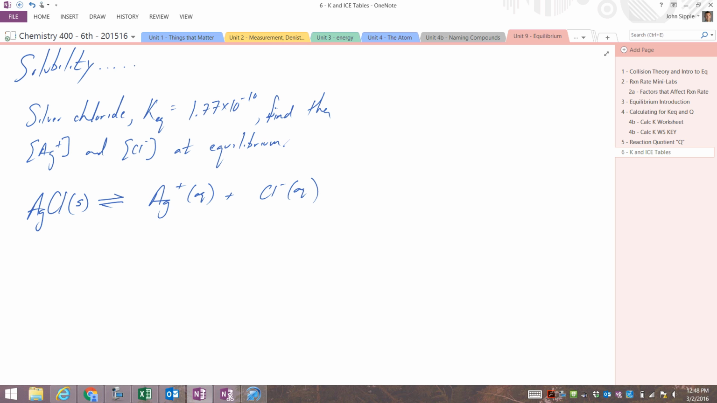So if we were to write our K_eq or K_sp, call it whatever, what would be the equilibrium expression for this? What would be the K expression for this? Yeah, just the concentration of Ag plus times the concentration of Cl minus, right? Chloride ions. That's it. Right? Why are we not worrying about silver chloride there? It's a solid, right? Okay.